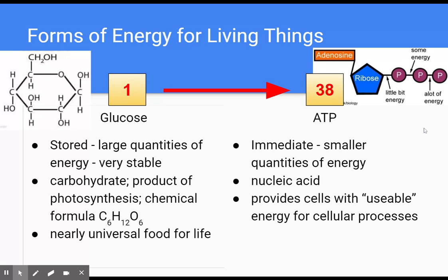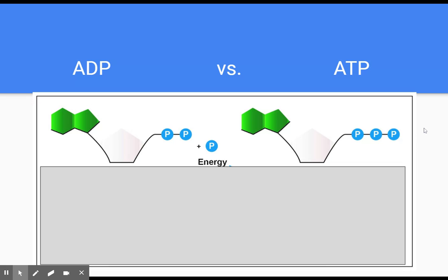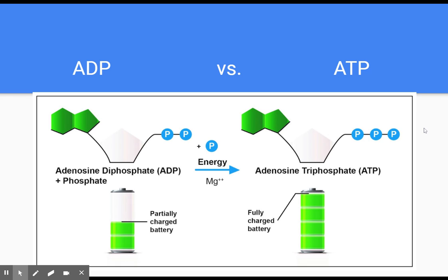So let's take a look further into ATP. In your body, you currently have two things, ADP and ATP. What I want you to do is pause the video and write down the differences between ADP and ATP. All right, so hopefully this is what you came up with.